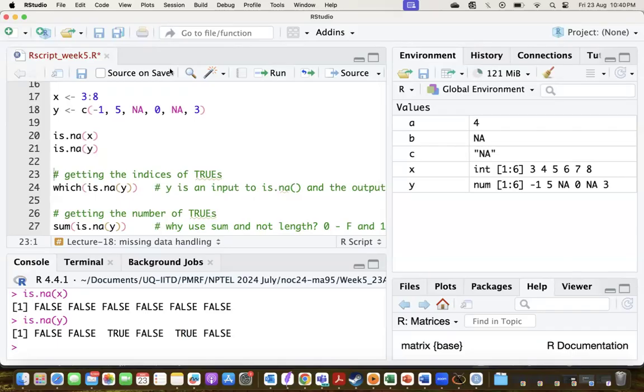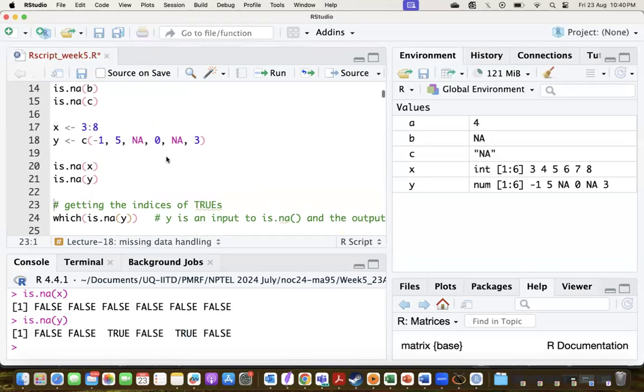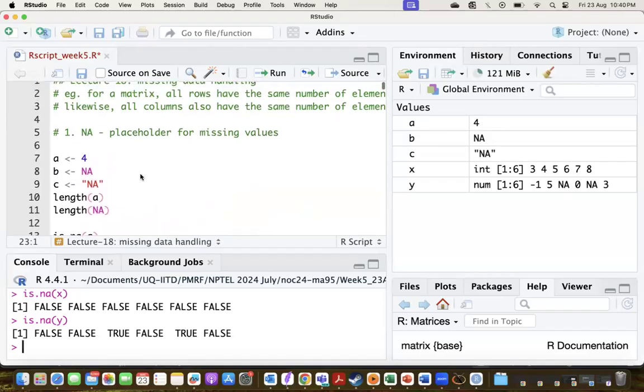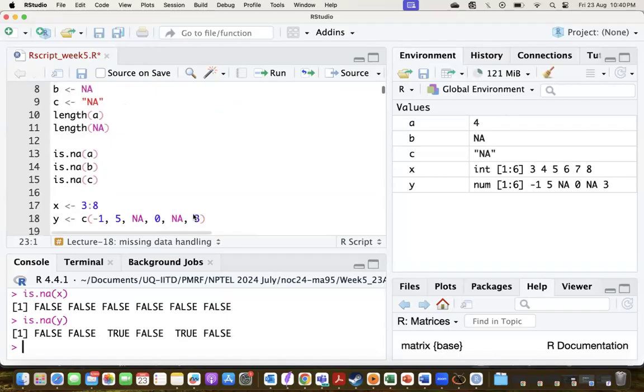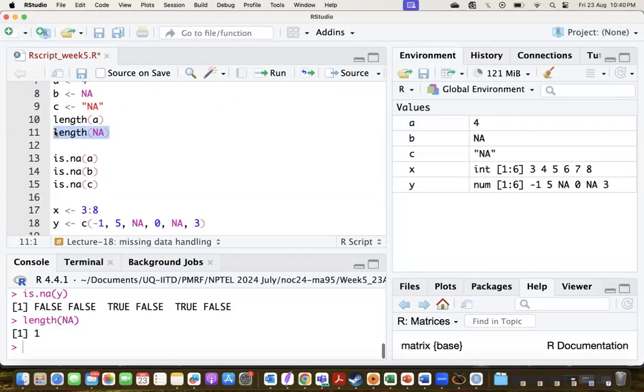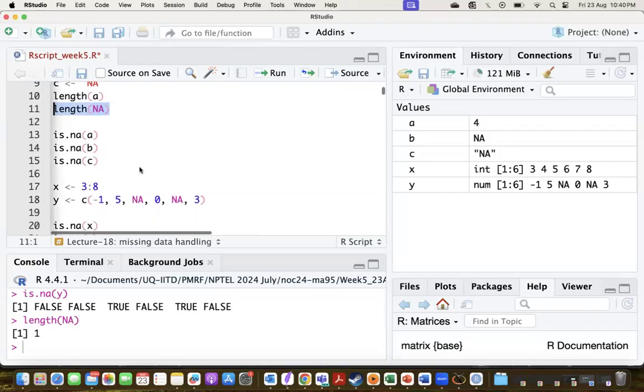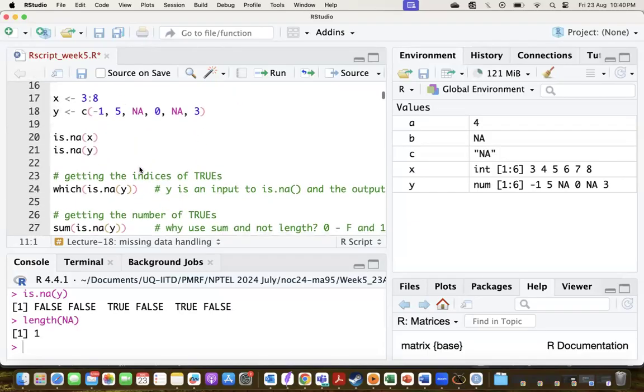All right. So more people have joined us, and we've just started the session. We've only discussed that NA is a placeholder. So we can have NA directly as a single value variable, for example B here, and we can also have NA in one or more elements in a vector. So the length of NA is 1. This is the most important thing to remember out of all of this discussion. It still holds that place.